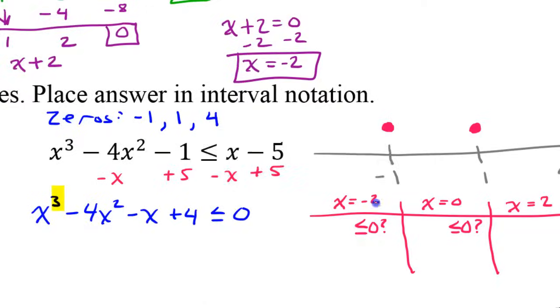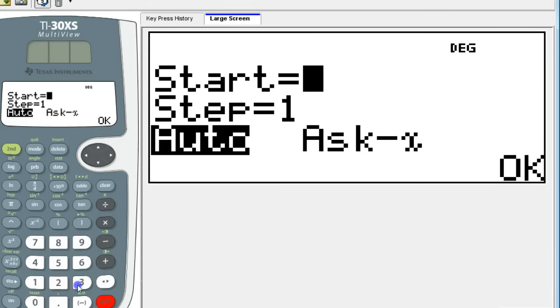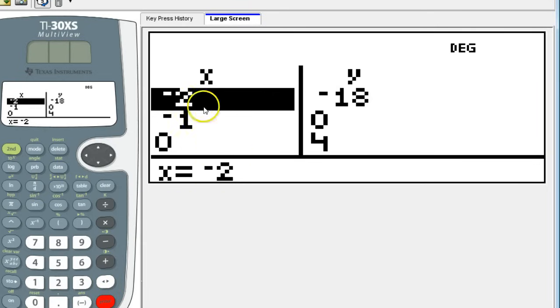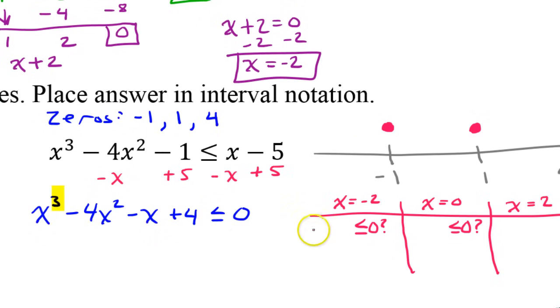So if I want to know what's happening at -2, for starters, I might as well start at -2. So at -2, the function has a value of -18. So the question is, is -18 less than or equal to 0? Yes, it is. That means that -2 is a solution, because I got a true statement, which means that all of these values over here will be solutions. So I'm going to draw that in.